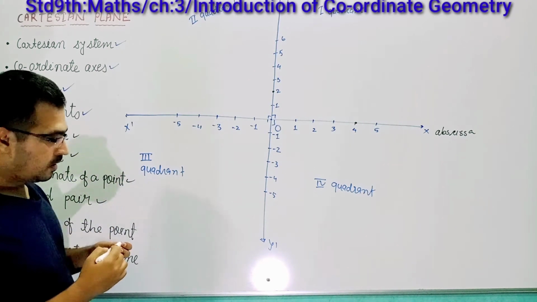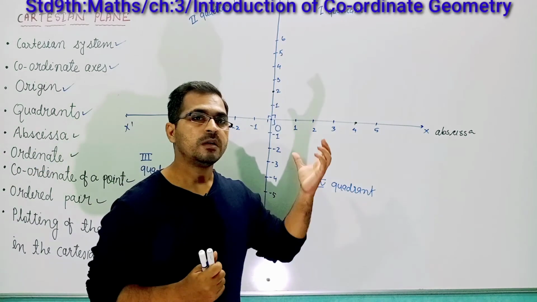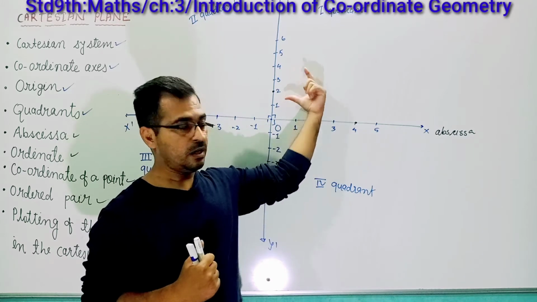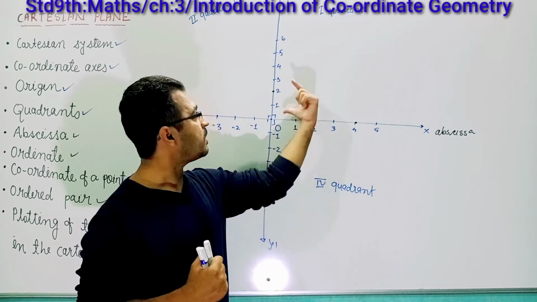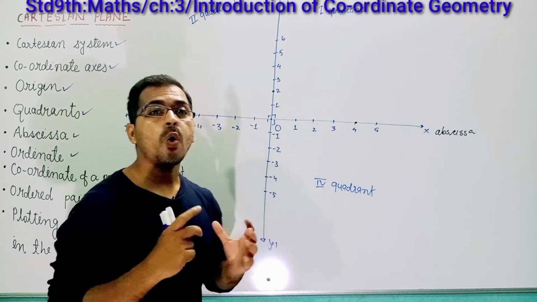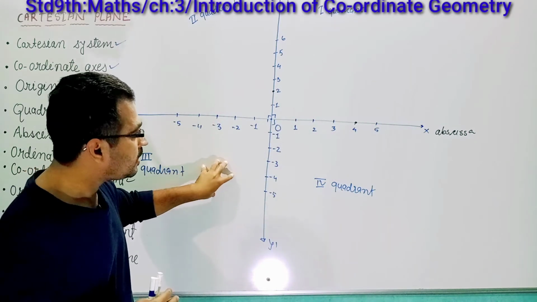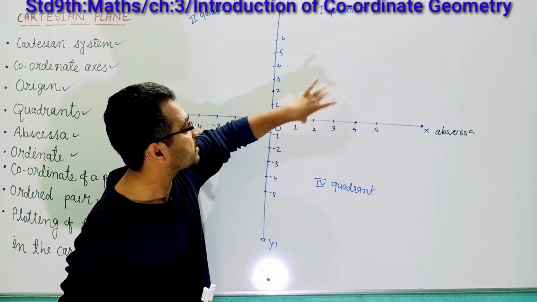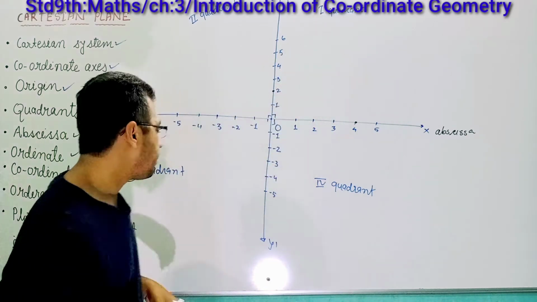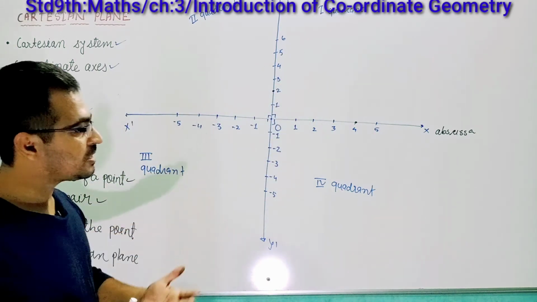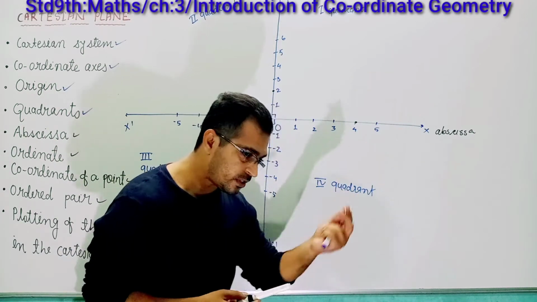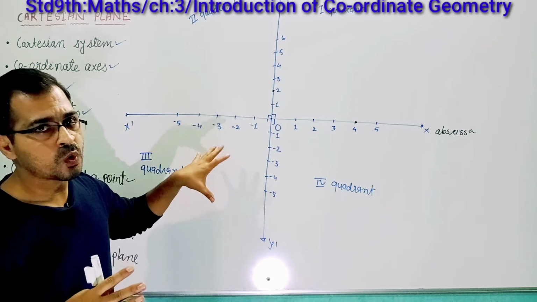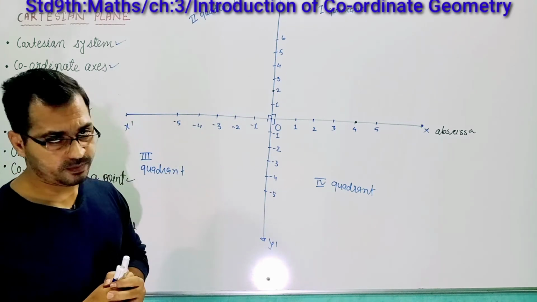Ordered pair. Ordered pair means, students, the combination of the coordinates of the x-axis and y-axis. The point with x-axis and y-axis coordinates is known as an ordered pair. And plotting the point, we will see all these things in the graph. Okay students, so in this Cartesian plane there are several things to know about the Cartesian system.